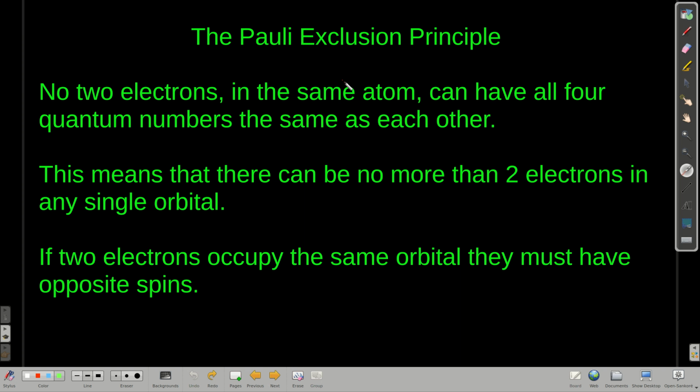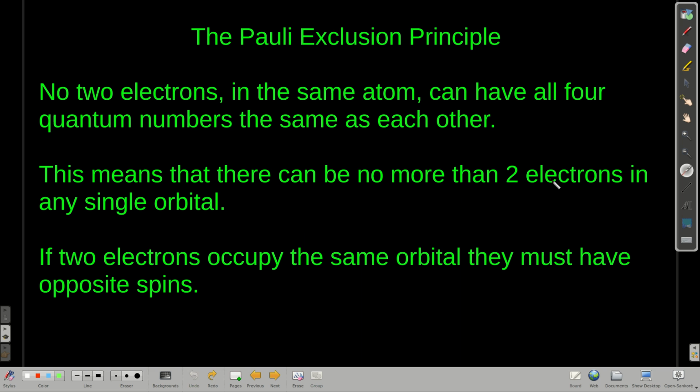Okay, the next rule, the Pauli exclusion principle, says that in any atom, no two electrons can have all four quantum numbers identical. That is n, l, m sub l, and m sub s. As a practical matter, what this ends up meaning for us is that you can't have any more than 2 electrons in any single orbital. And if they are in the same orbital, they have to have opposite spins.